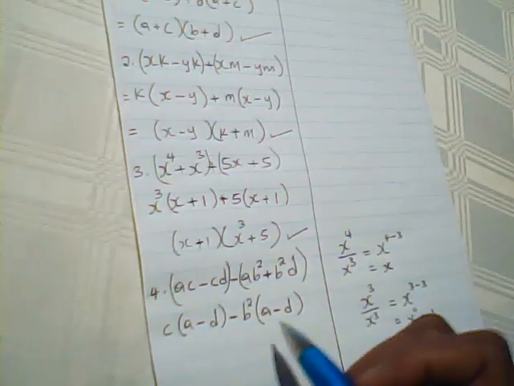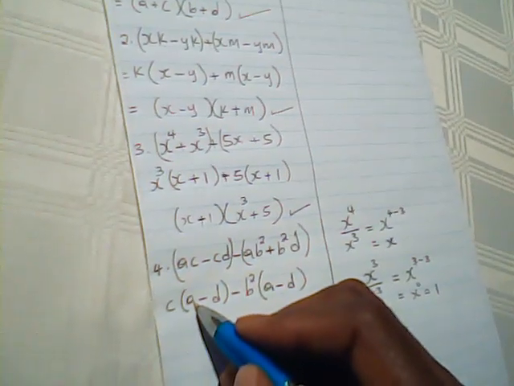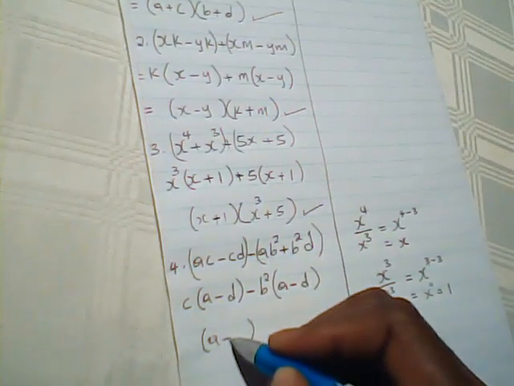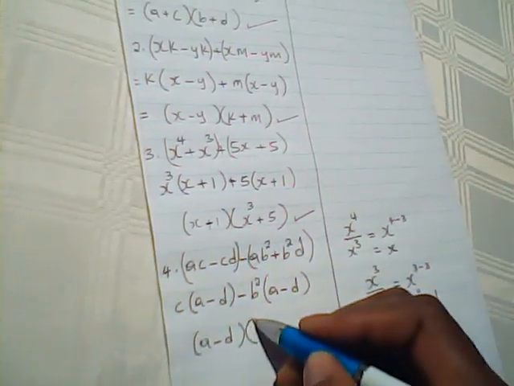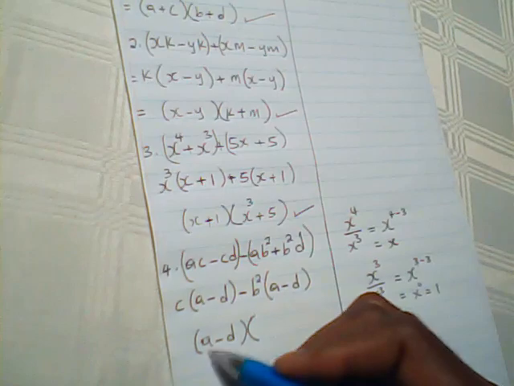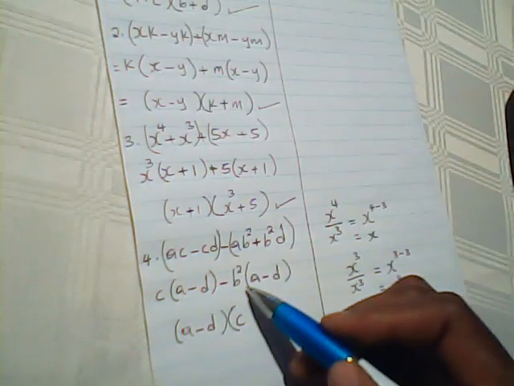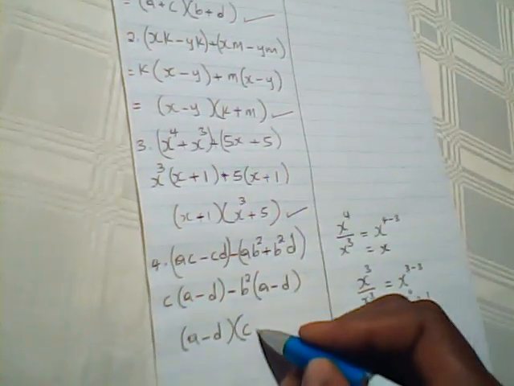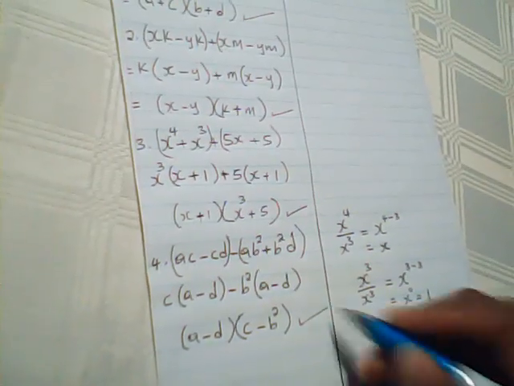I hope it is clear to everyone. Now, A minus D, A minus D. We're going to take one of them, A minus D. Open up brackets. You divide this by this. This will kill that. We're left with C. This divided by that, this will cancel that. We are left with negative B squared. And that is our answer. Now the last example.